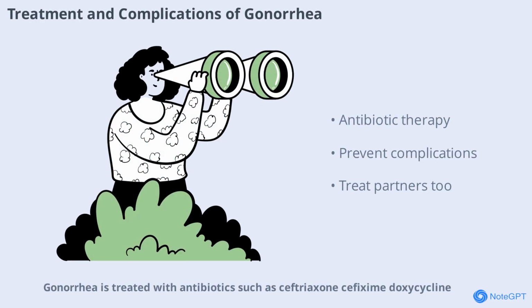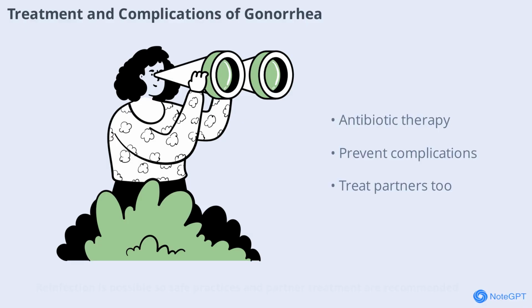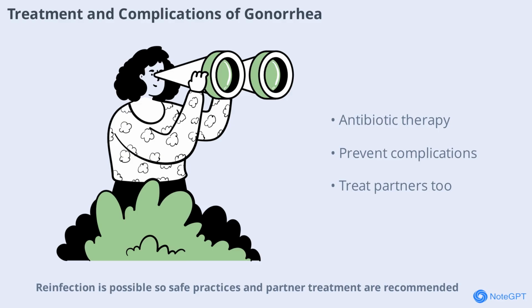Gonorrhea is treated with antibiotics such as ceftriaxone, cefixime, doxycycline, or azithromycin. Prompt treatment is important to prevent complications, which can include pelvic inflammatory disease in women and epididymitis in men. Reinfection is possible, so safe practices and partner treatment are recommended.